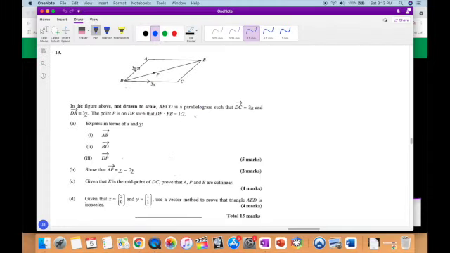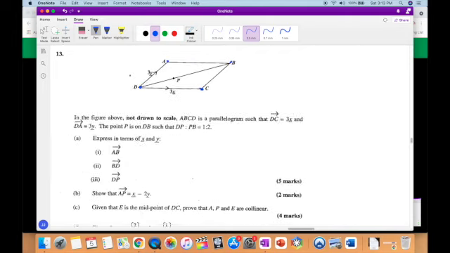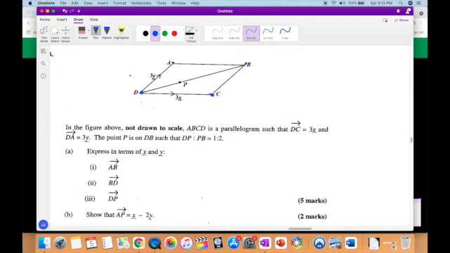So let's get started with this here now. We see here that in the figure above, not drawn to scale, A, B, C, D. And I want you to notice how I just read a question. I'm not even reading the whole question. I'm just making sense of every word. So A, B, C, D, that shape there, is a parallelogram.